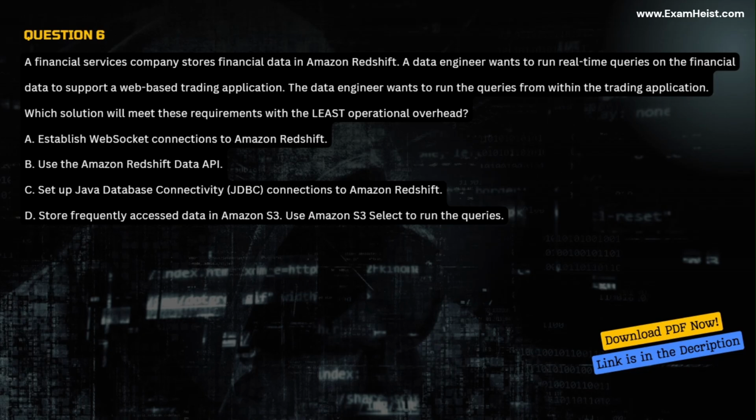A. Establish WebSocket connections to Amazon Redshift. B. Use the Amazon Redshift Data API. C. Set up Java Database Connectivity (JDBC) connections to Amazon Redshift. D. Store frequently accessed data in Amazon S3. Use Amazon S3 Select to run the queries.